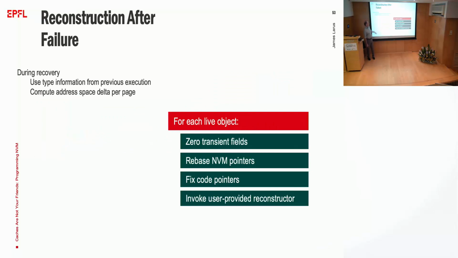So after a failure, for every live object, we zero the transient fields. We rebase the NVM pointers, so if you got mapped into a different part of the address space, we fix up all the pointers to non-volatile memory in your data structures. We fix the code pointers if the code is mapped in or randomized into a different location, and then we invoke the user-provided reconstruction functions. And we do this for each object. We don't do it all at once.